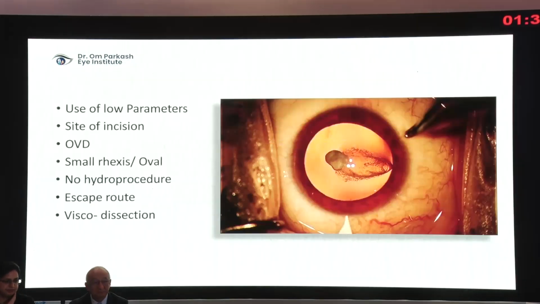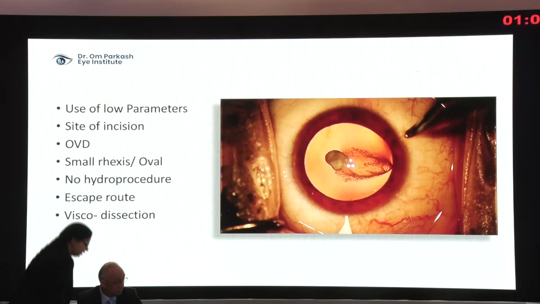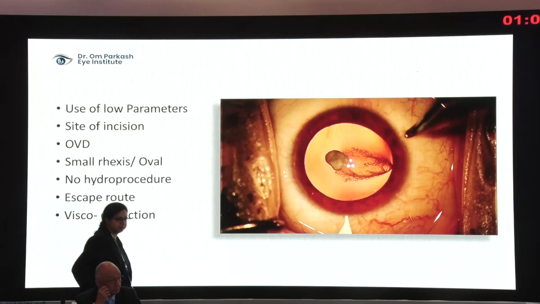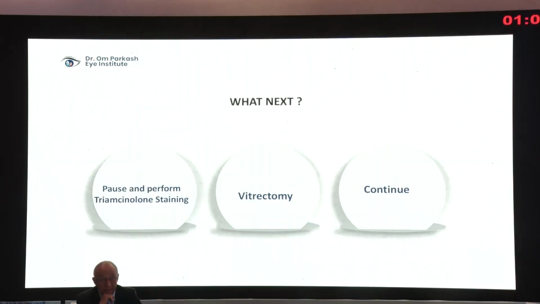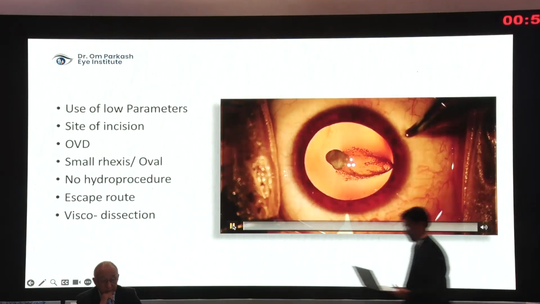So what is my surgical approach in this case? First of all, use of low parameters. The site of incision would be perpendicular to the site of tear. Why? Because to prevent any further stress on the open posterior capsule. Then I'll be using gentle OVD without any overinflation of the chamber. Small rexis and oval rexis, as described by Dr. Kiran, give you an advantage of both small and large rexis. I would not be doing any hydro procedures. I'll be using the escape route to my advantage and also visco dissection. So let's see in this case how I managed.